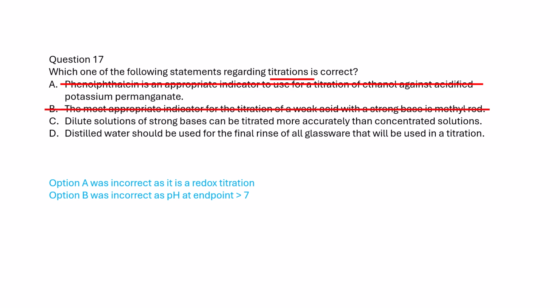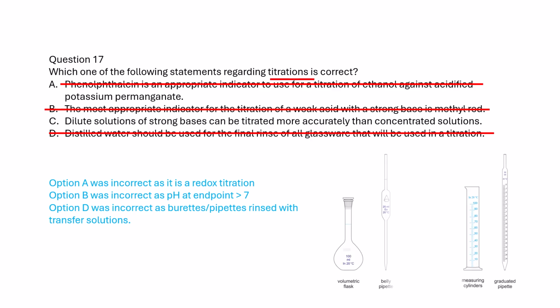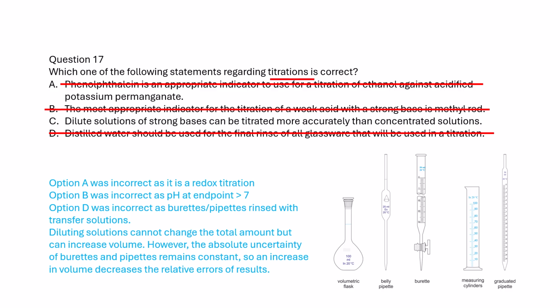So B is incorrect. Burettes and pipettes should be rinsed with transfer solutions, because water could dilute the solution. So, D is incorrect. Diluting solutions cannot change the total amount, but can increase volume. However, the absolute uncertainty of burettes and pipettes remains constant, so an increase in volume decreases the relative errors of results.